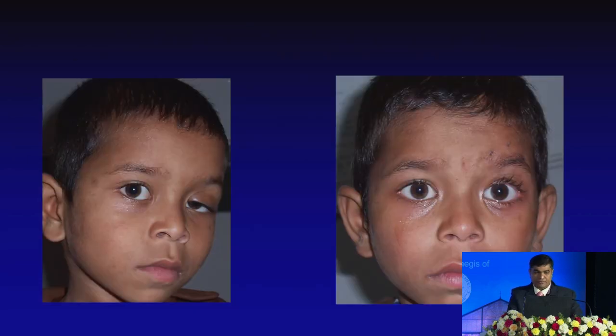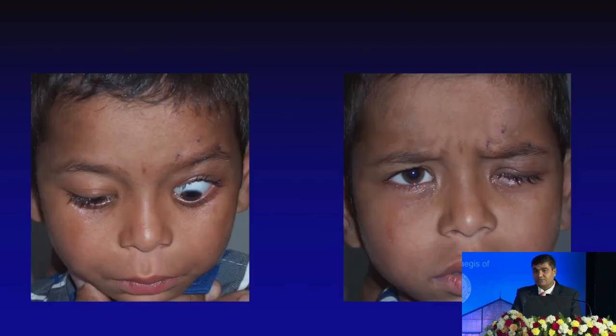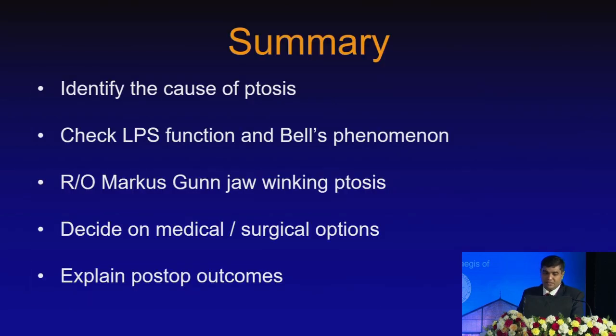I'll skip the video. This is how the post-surgical results look. Very excellent in primary gaze, whereas in down gaze, lagophthalmos and lid lag are very, very prominent in frontalis surgery. Using silicone tube or Gore-Tex, we can achieve better results. Summary: identify the cause of ptosis, check LPS function and Bell's phenomenon, rule out Marcus-Gunn jaw winking ptosis, decide on medical or surgical options, and explain post-operative outcomes.